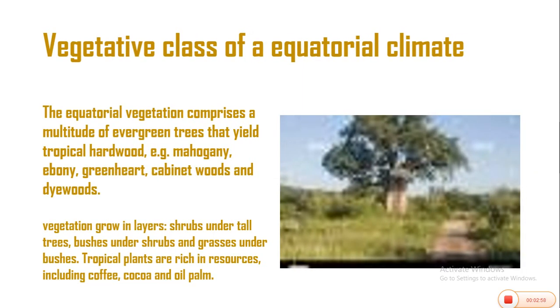Vegetative class of an equatorial climate. The equatorial climate comprises of a multitude of evergreen trees that yield tropical hardwood. Example: mahogany, ebony, green heart, cabinet woods, and dye-woods. The vegetation grows in layers: shrubs under tall trees, bushes under shrubs, and grasses under bushes. Tropical plants are rich in resources, including coffee, cocoa, and oil palm.